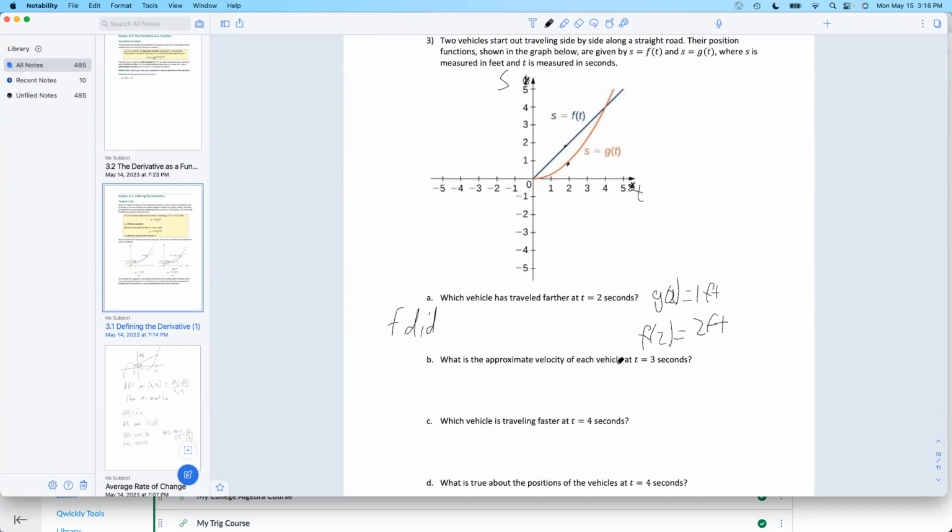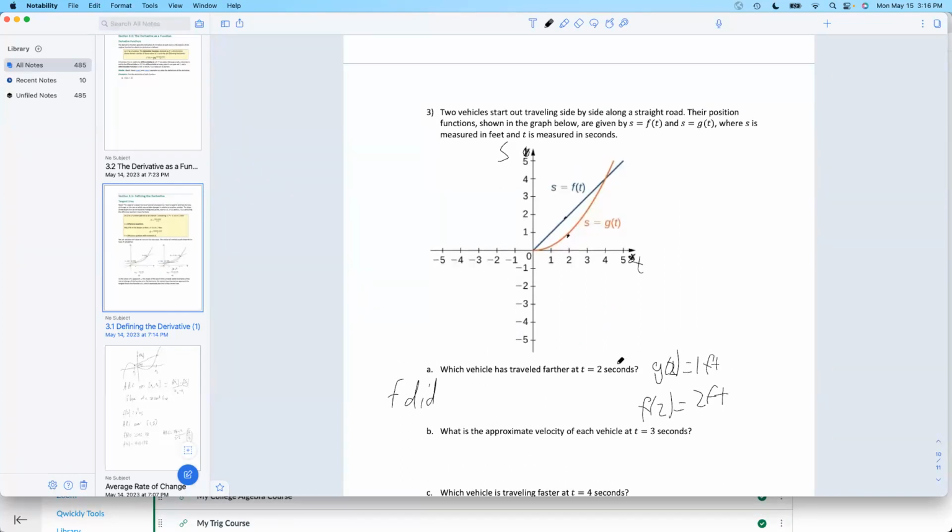Now, what about the velocities at 3 seconds? Velocity is the slope of the tangent line of position. So here, let's look at f first. His tangent line, he's already linear. His tangent line is the line itself. The slope of this blue line, you should just be able to look at that and see the slope is 1. f prime at 3 is 1 foot per second. I'm going to write that here.